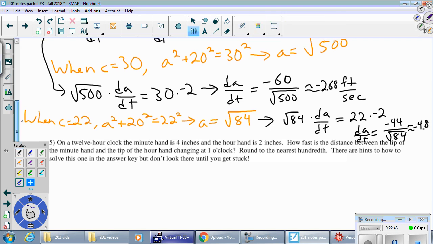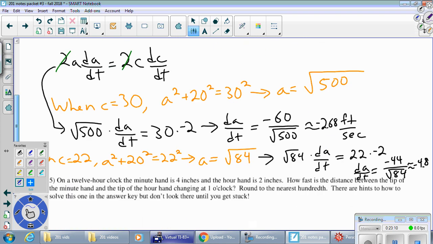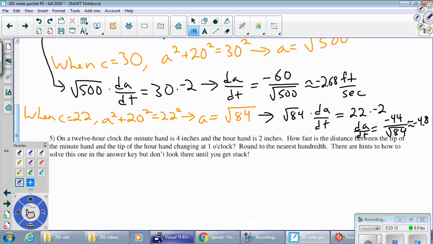Why is it negative? Well, I guess probably we should have made it positive really at the end here because it says how fast. I guess that's a synonym for speed. So why were the dA/dt's negative? What's happening to the length of this line segment as the boat is getting pulled in? It's getting shorter. So the length of the line segment is decreasing. So the negative makes sense, but if we're just asking for speed, then you would say that the speeds are positive, right? Positive 2.68 feet and then positive 4.8 feet.